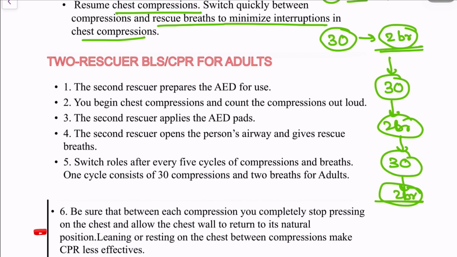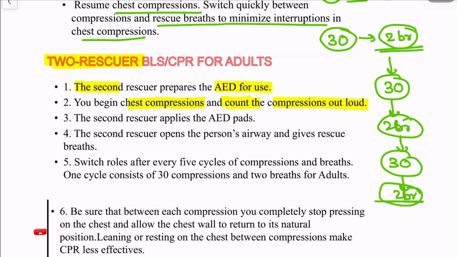Now we will see two rescuers, when there are two persons present to help: you and another person. The second rescuer is prepared to use the AED. The first rescuer, like you, will assist the patient, and if a friend is present, you will ask the second rescuer to go and fetch the AED machine, which is very important. And you begin the chest compression and count out loud. Count means you have to say 1 2 3 very loudly whenever you are giving chest compressions.